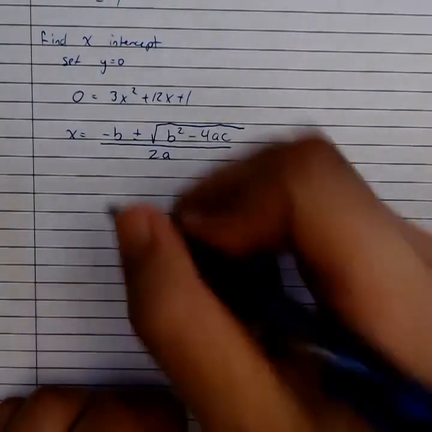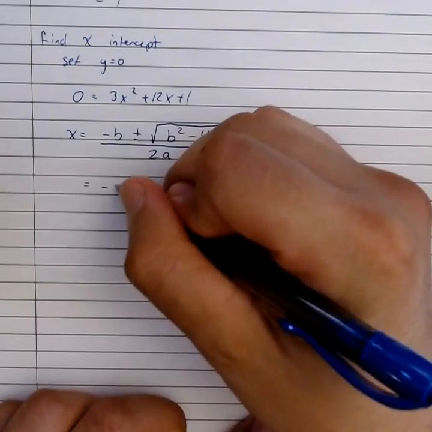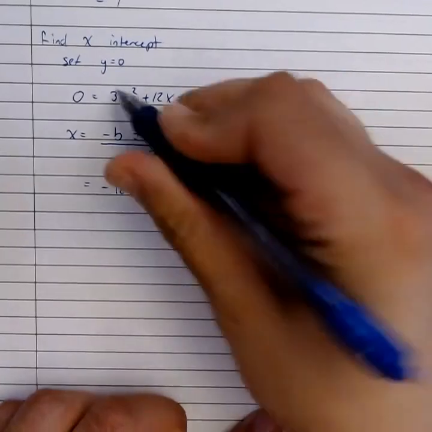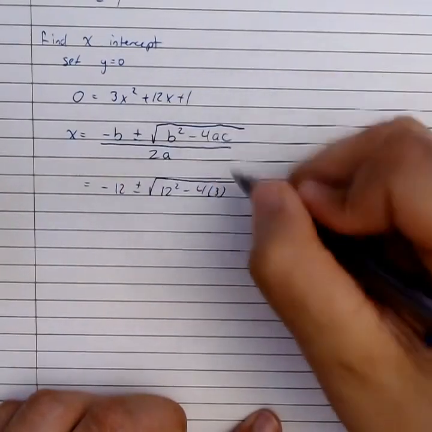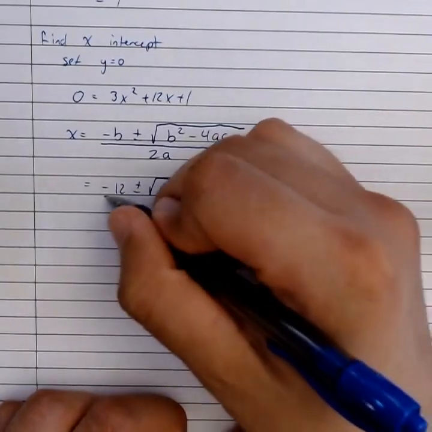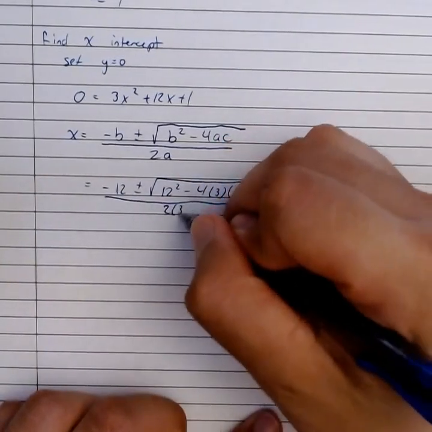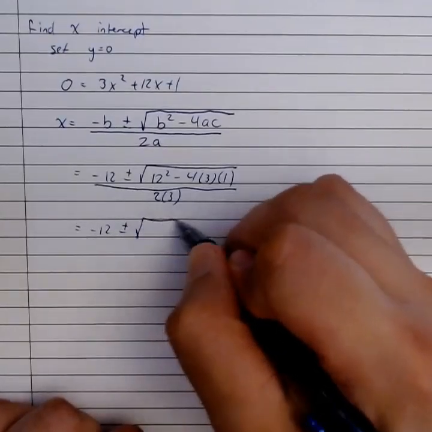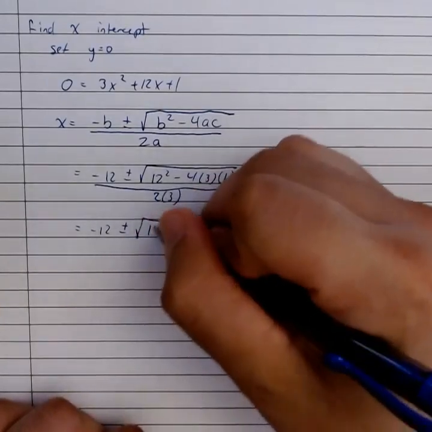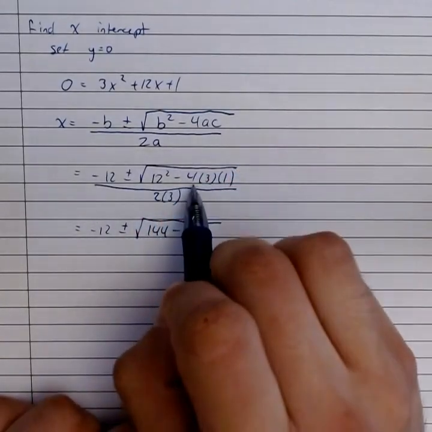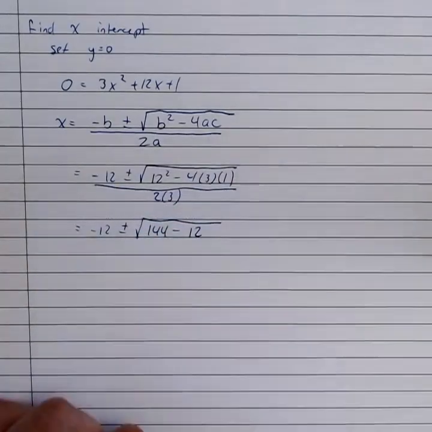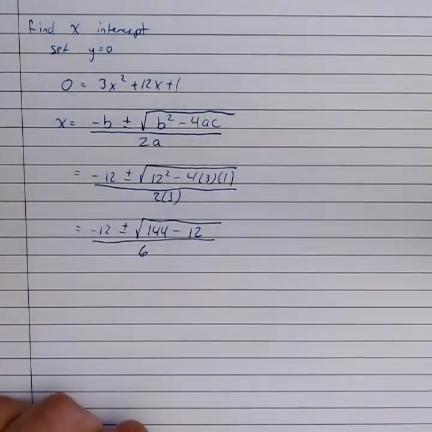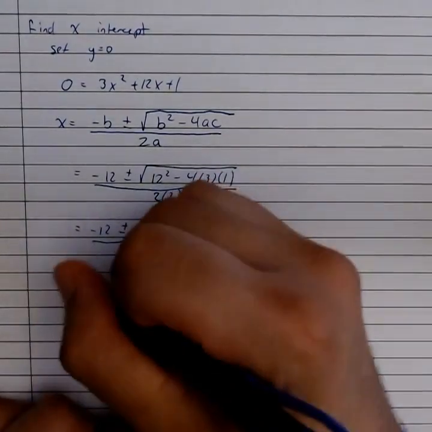Now let's plug in those numbers. Anywhere we see a b, we're plugging in the number 12. A is the number 3, and c is the number 1. All right, that's negative 12 plus or minus the square root of 12 squared, which is 144, minus 3 times 4, which is 12. And then over here, 2 times 3 is 6. 144 minus 12 is 132.